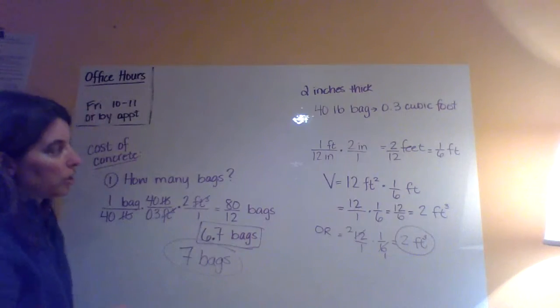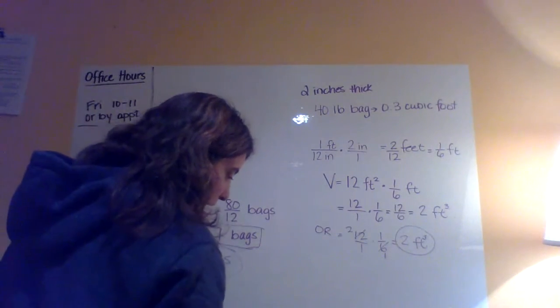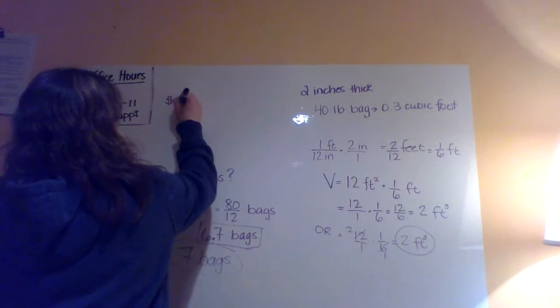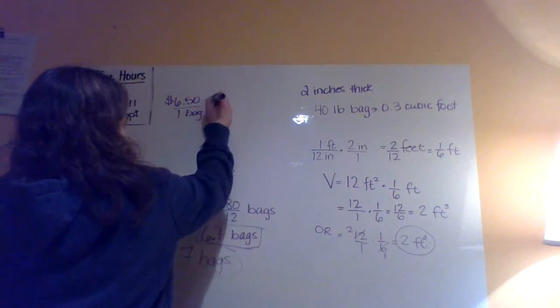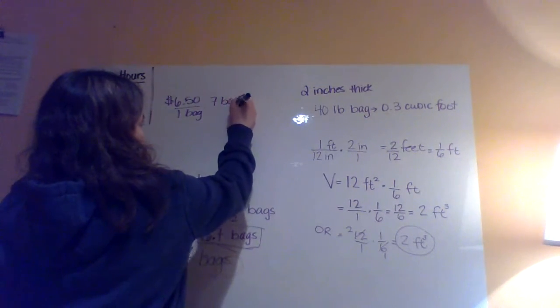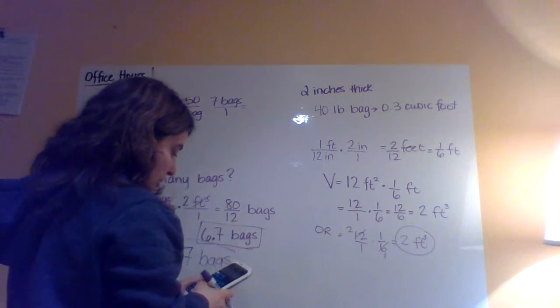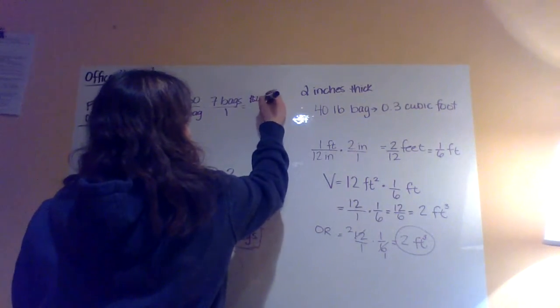How much is that going to cost? Well, it says in here that each bag is $6.50. So we're trying to find the cost. So it's $6.50 for 1 bag. We want to find 7 bags. You might have decided to just multiply those. That's okay. So $6.50 times 7 is going to be $45.50.